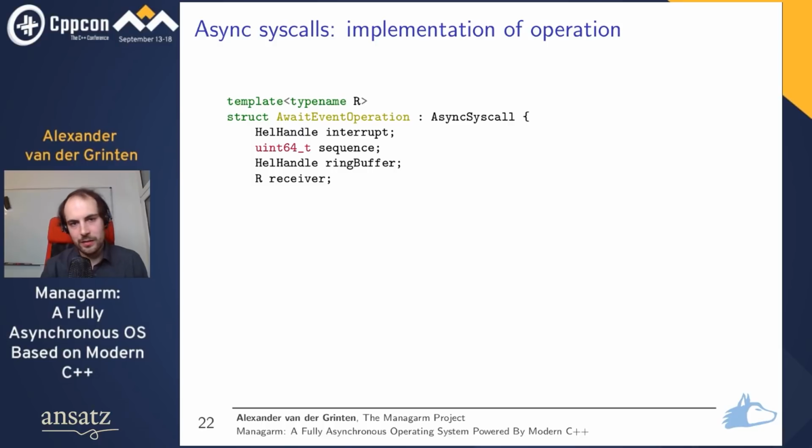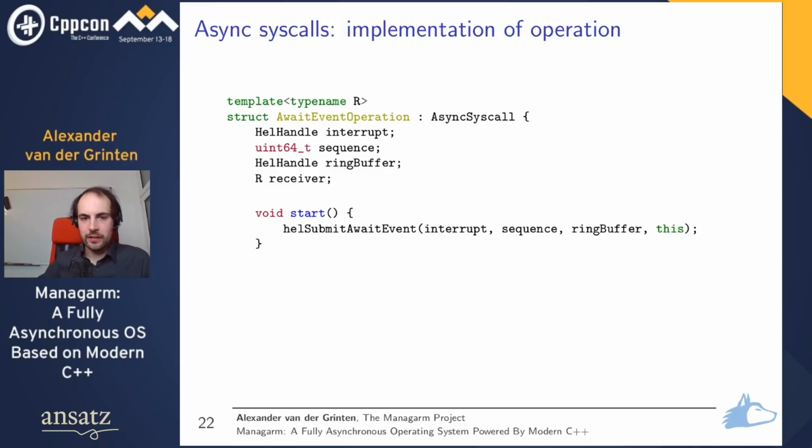We also store the data that we need to start the operation. So we store a handle to the interrupt that we are awaiting. We store a sequence number because that was part of the previous code too. And we store a handle to the ring buffer. These handles are just, in our implementation, integers, so nothing special here. And we store the receiver, and we don't know what kind of type that is.